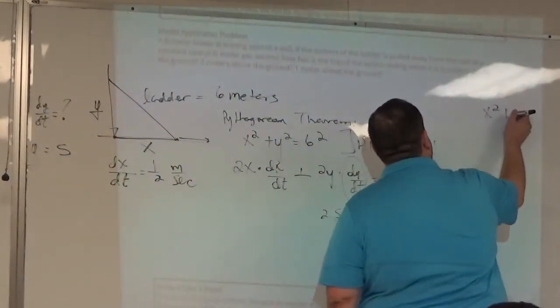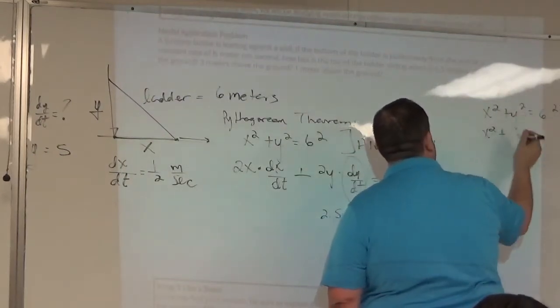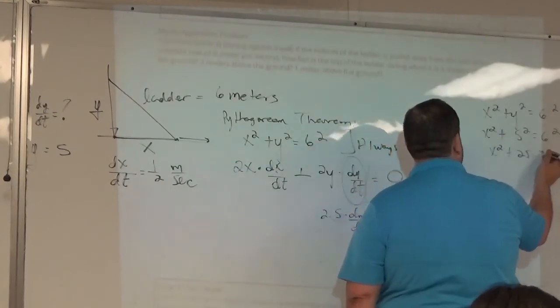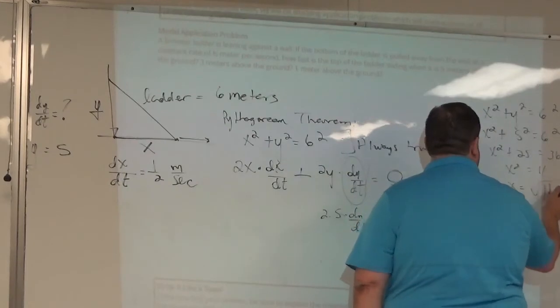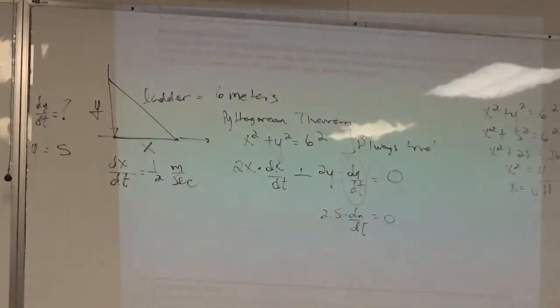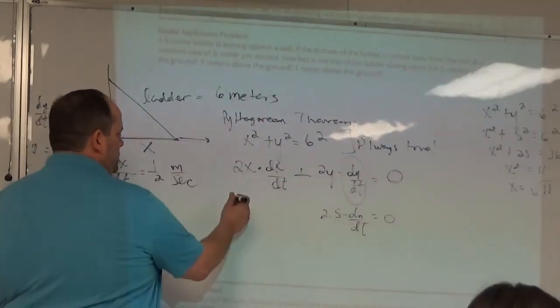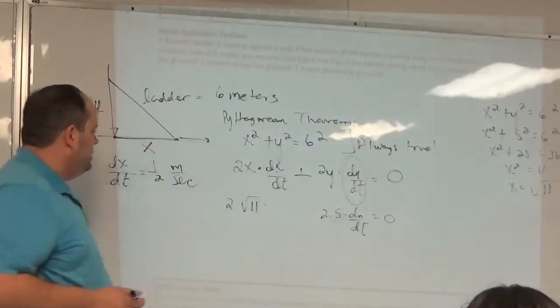So maybe I'd go off on the side here. x squared plus y squared equals 6 squared. x squared plus, what is that, 5 squared? I think. Square root of 11? What was that? Is it 2x being multiplied times 1/2 meter per second? Right, so we've got the 2. We did a little side work to figure out x is the square root of 11.